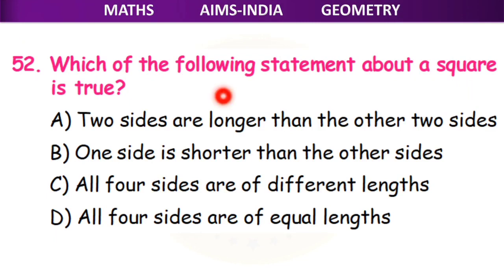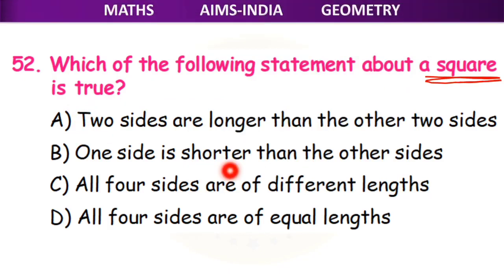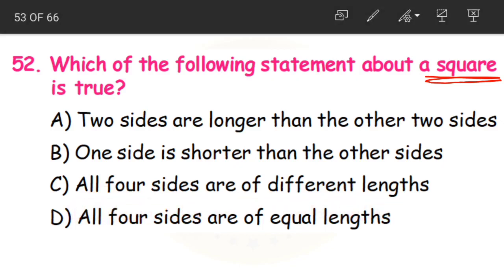Question 52. Which of the following statements about a square is true? Keep in mind we are talking about a square. Coming to the first one, 2 sides are longer than the other 2 sides. Is this true? No. Now coming to B, one side is shorter than the other sides. No, false. Now coming to C, all 4 sides are of different length.